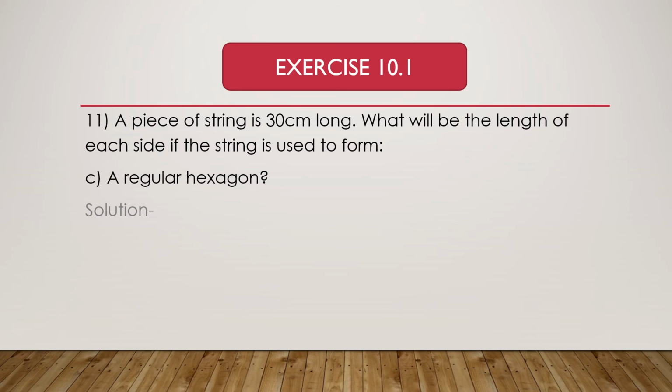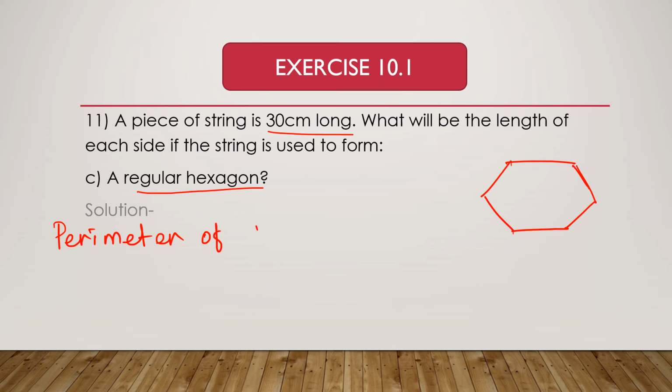Now part B. A piece of string is 30 centimeter long. What will be the length of each side if the string is used to form a regular hexagon? In a hexagon there are 6 sides. 1, 2, 3, 4, 5, 6. This is a hexagon. It is given that the perimeter of the hexagon is 30 centimeter.